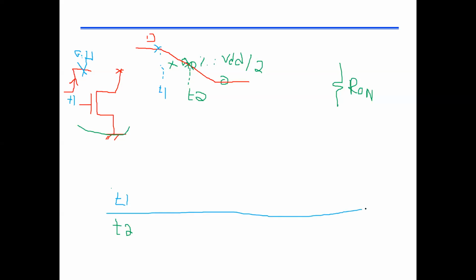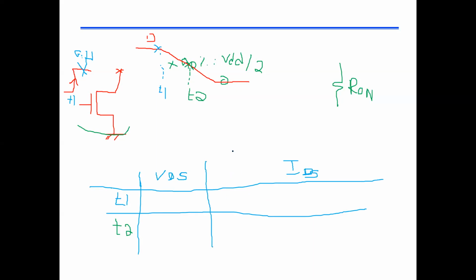The first two things that I have to build when I want to know R-on is I really need to define what was its VDS at T1 and T2 and what was its current at T1 and T2. If I want to determine what is its current, then I need also to determine what is its VGS, right? And the ratio of VDS over IDS gives me how much R-on is at time T1.